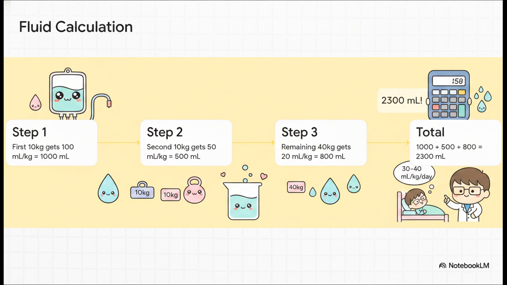Let's trace the steps. Step 1. The first 10 kilograms gets 100 milliliters each, so that's 1,000 milliliters. Step 2. The second 10 kilograms gets 50 milliliters each, adding 500 milliliters. Step 3. For his remaining 40 kilograms, we multiply by 20 milliliters, which gives us 800 milliliters. So 1,000 plus 500 plus 800 equals a total of 2,300 milliliters. And as a quick clinician's rule of thumb to cross-check yourself, you can just estimate 30 to 40 milliliters per kilo per day. For a 60-kilogram patient, that's 1,800 to 2,400 milliliters, perfectly confirming our exact 2,300 milliliter calculation.